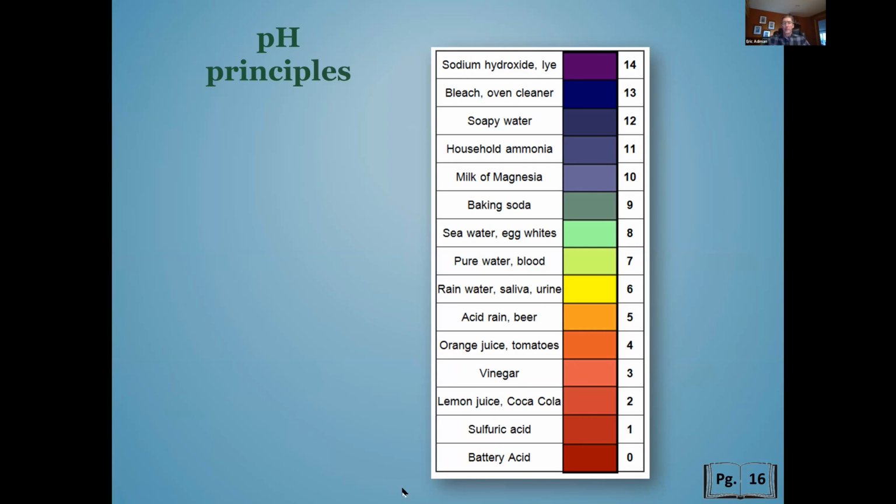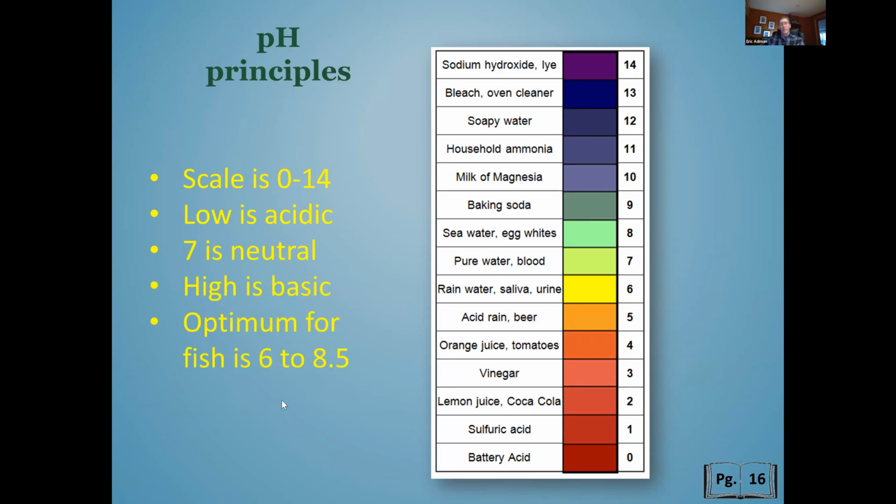So pH stands for percentage of hydrogen ions in solution. And in practice, it means how acidic or basic a solution is. The scale runs from 0 to 14. So on the lower end, it's acidic. 7 is considered to be neutral. And higher is basic. The optimum for fish is kind of in that neutral range, which is 6.6 to 8.5.